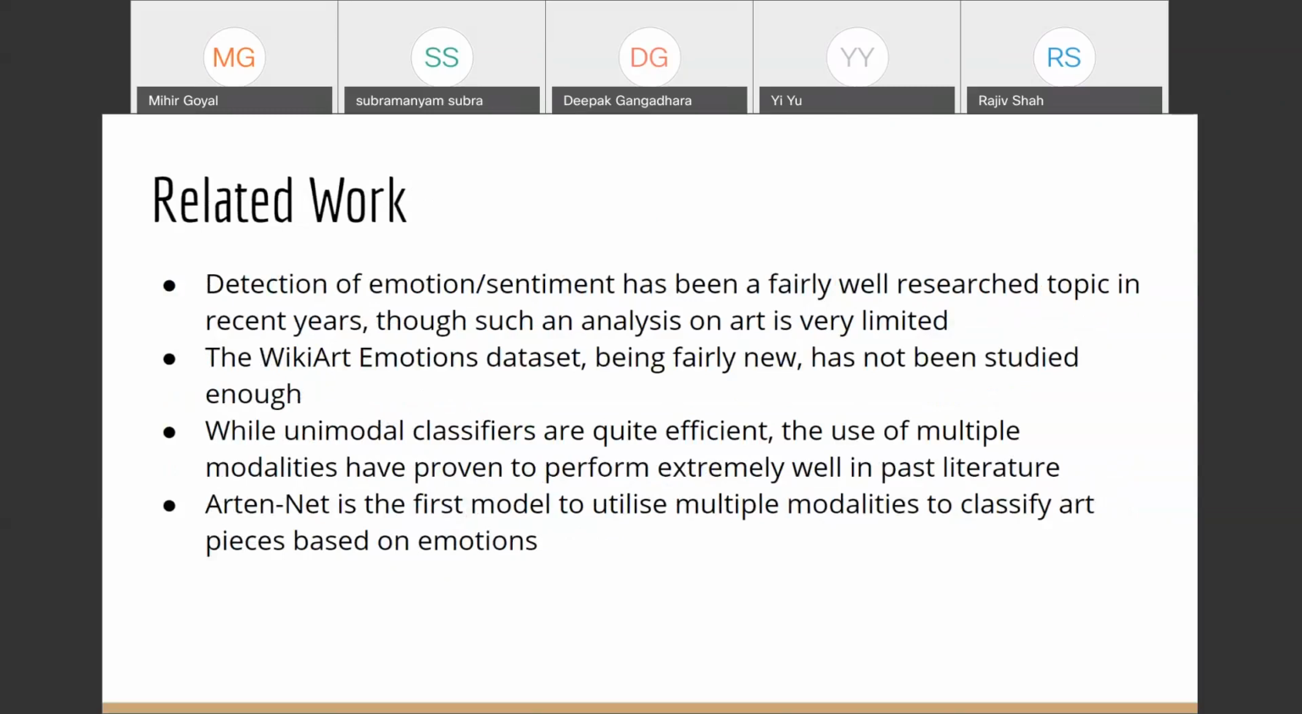And unimodal classifiers, of course, perform really well, but multiple modalities have been very useful in past literature. To the best of our knowledge, ArtNet is actually the first model to use multiple modalities to classify art pieces based on the emotion.